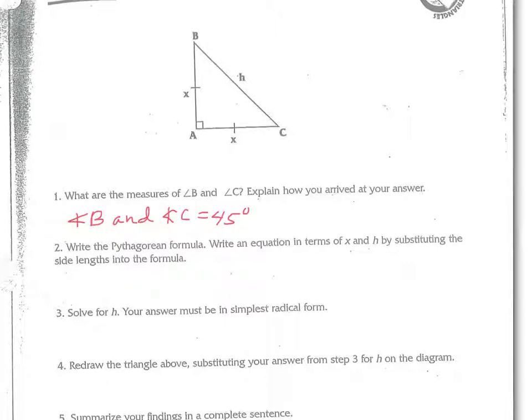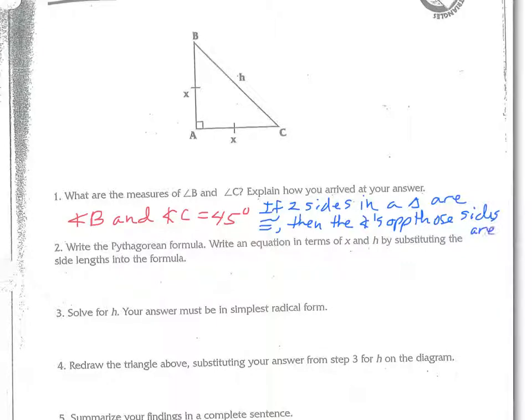If two sides in a triangle are congruent, then the angles opposite those sides are congruent. And in addition to that, since we know that the interior angles in a triangle add up to what? 180 degrees, that leaves 90 degrees left over for angles B and C.